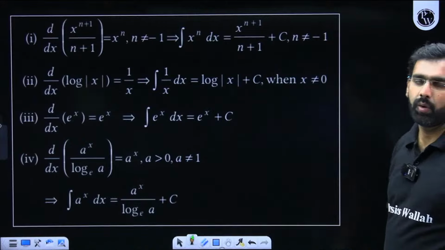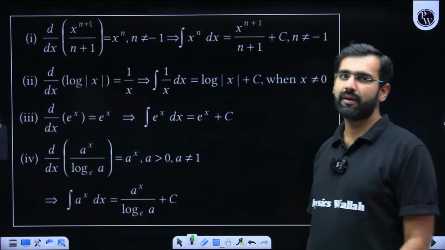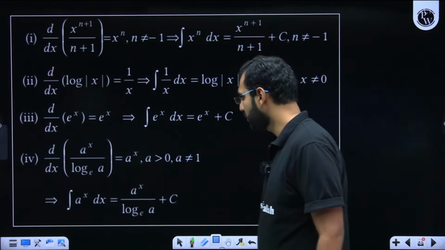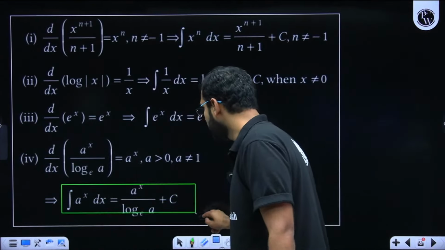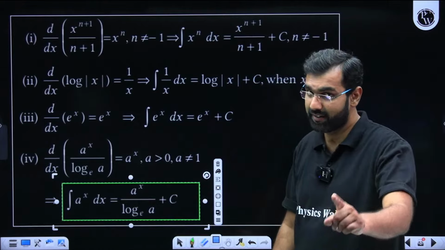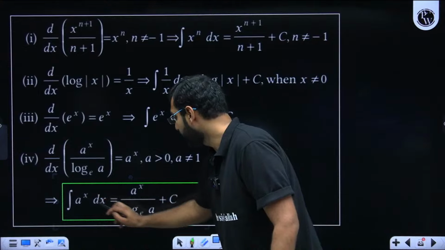Now there comes the formula of integration. We are all aware of them as we have already discussed them. I'll simply give you the most crucial ones. A to the power x when integrated is a to the power x upon ln a, because the derivative of a to the power x was a to the power x ln a.